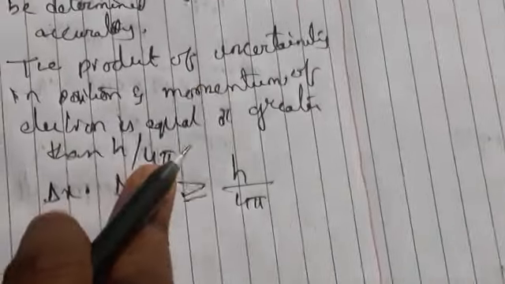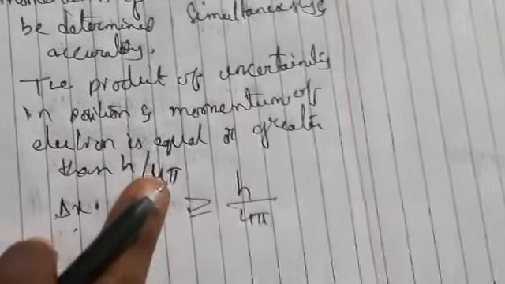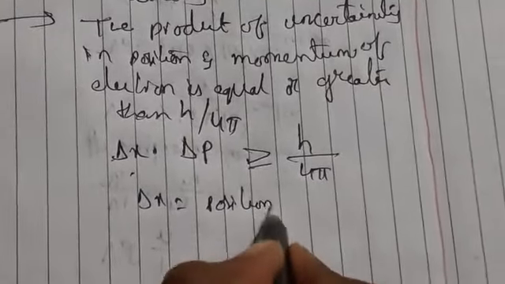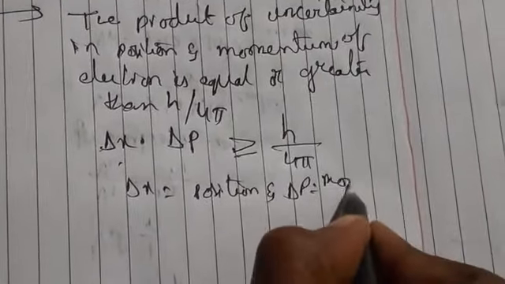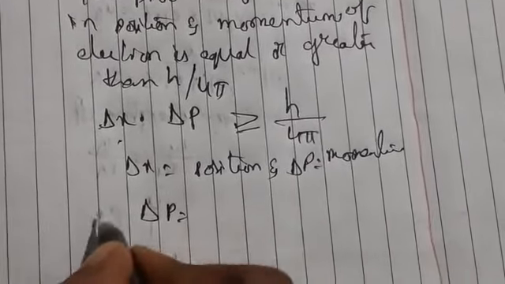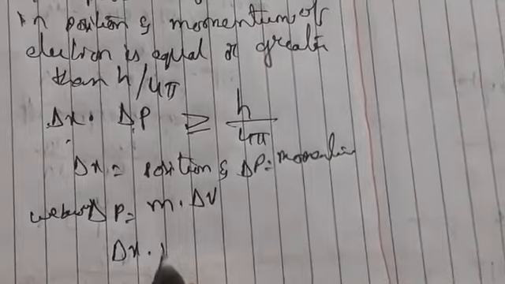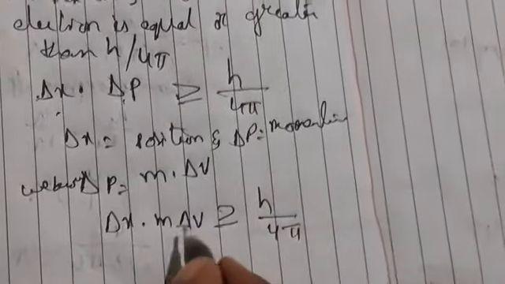Where delta x is the uncertainty in position of the electron, and delta p is the uncertainty in momentum. By this, delta p, as we know, is m delta v. So the above expression can be written as delta x times m delta v greater than or equal to h by 4 pi, where delta v is the uncertainty in velocity.